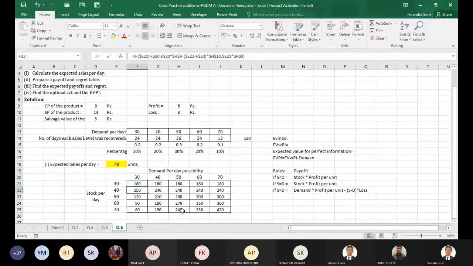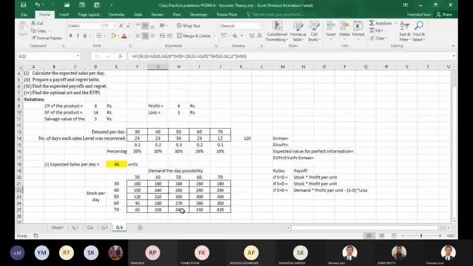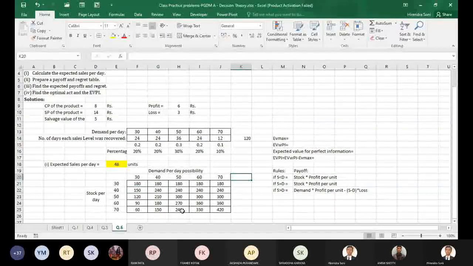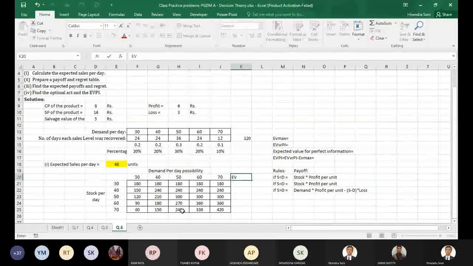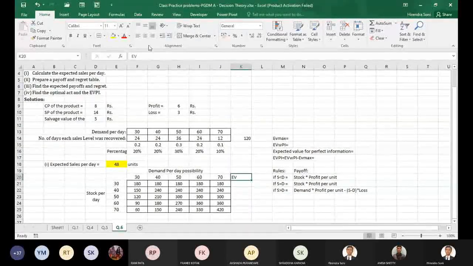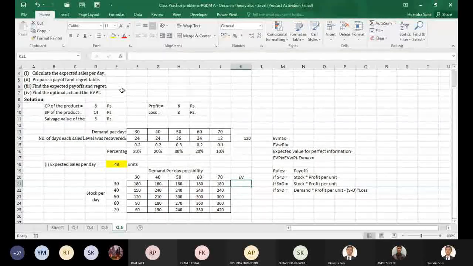So once you have already got this, the next thing is to calculate the expected value. So expected value would be how much? सर इधर पर एक्सपेक्टेड वैल्यू करने को बोला नहीं है, पहले बोला है हाँ फाइंड द एक्सपेक्टेड पे ऑफ्स एंड रिग्रेट. सो पहले एक्सपेक्टेड पे ऑफ्स आपको वर्कआउट करना होगा.